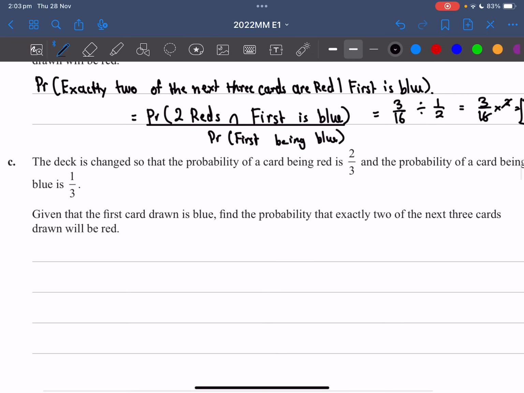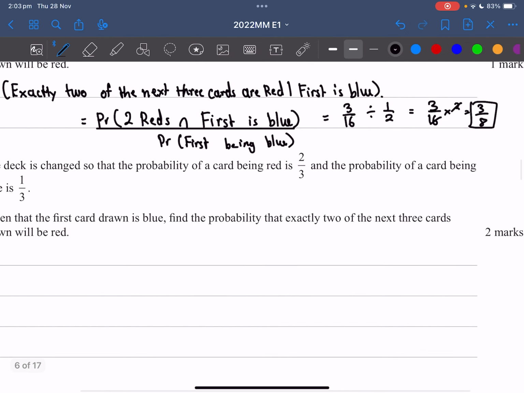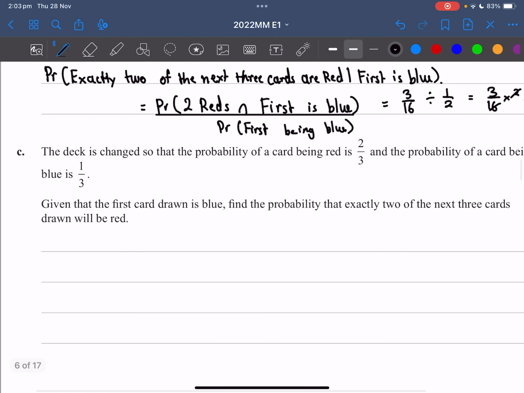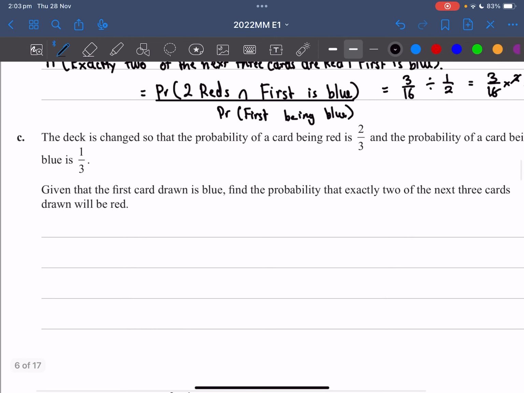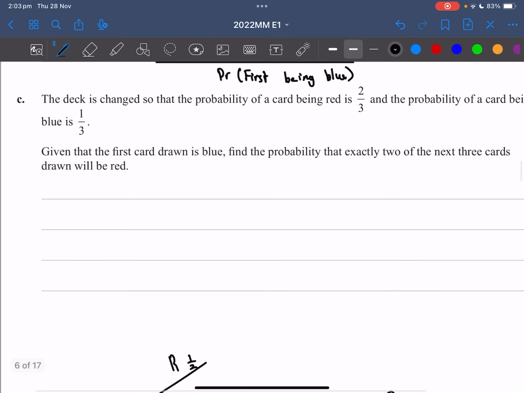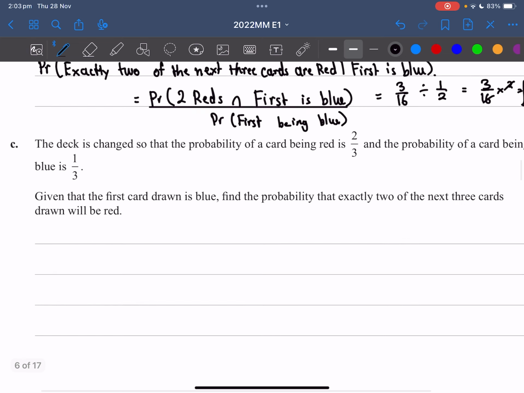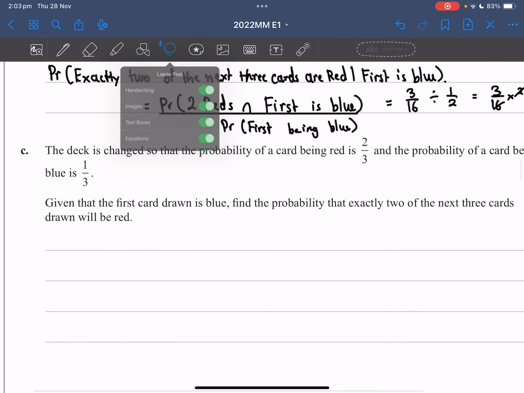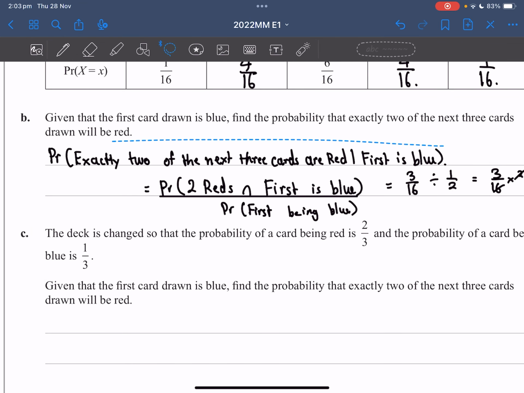So the deck is changed so that the probability of a card being red is 2 on 3 and the probability of a card being blue is 1 on 3. Given that the first card is drawn blue, find the probability that exactly 2 of the next 3 cards will be red. So again, we are finding the same thing.